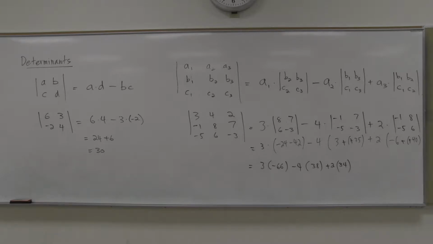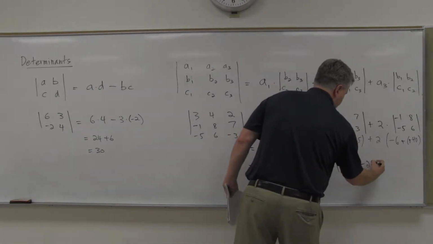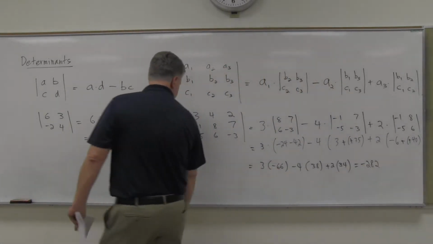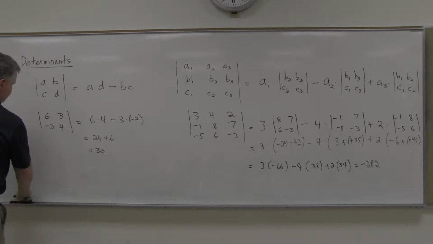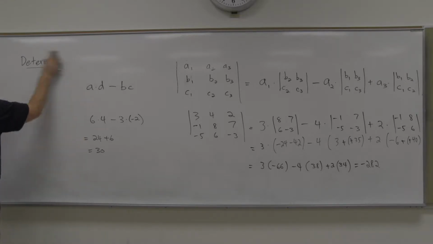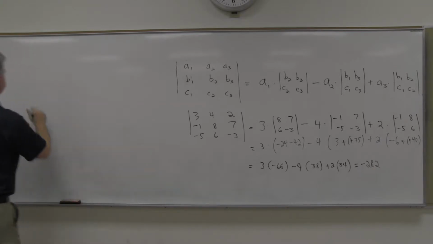I get negative 282. Negative makes sense there. I think that's right. Is that okay? Leave that? Okay. All right, so yeah, that's helpful. That specifically is helpful with this cross product. It's called the cross product because here's what the cross product is.